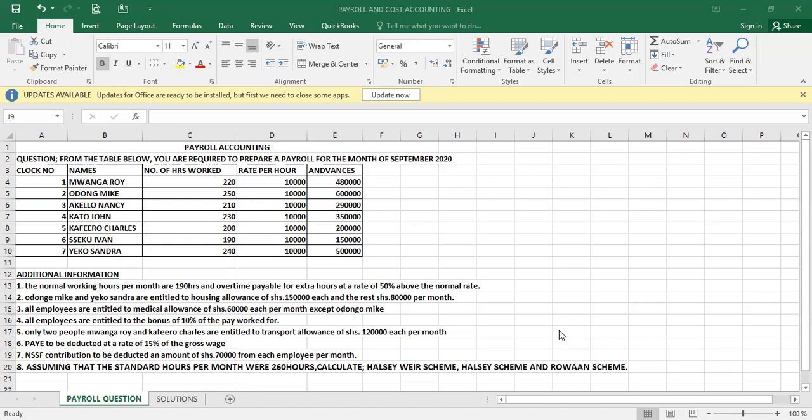Then the seventh is saying NSSF contribution to be deducted amounts to 70,000 for every employee. Here they have not given you the percentages, but they may give you the percentages or they may just give you the figure. Here they have given us 70,000. Even if it is not the 5%, you leave it. You go with what they have given you.